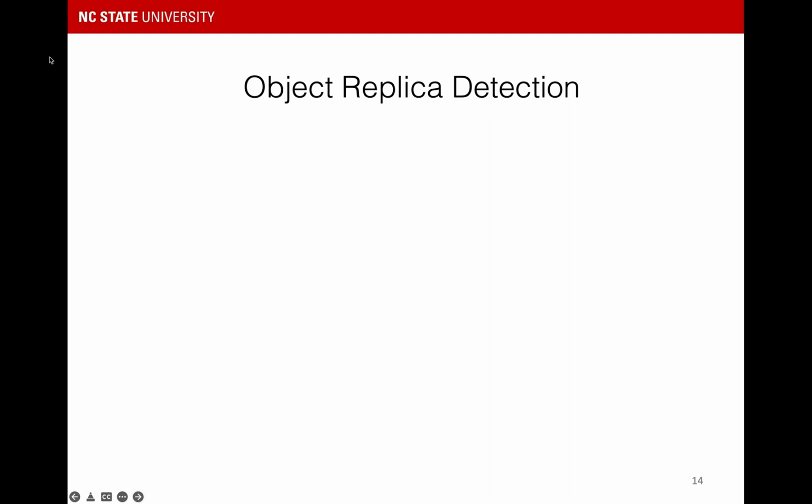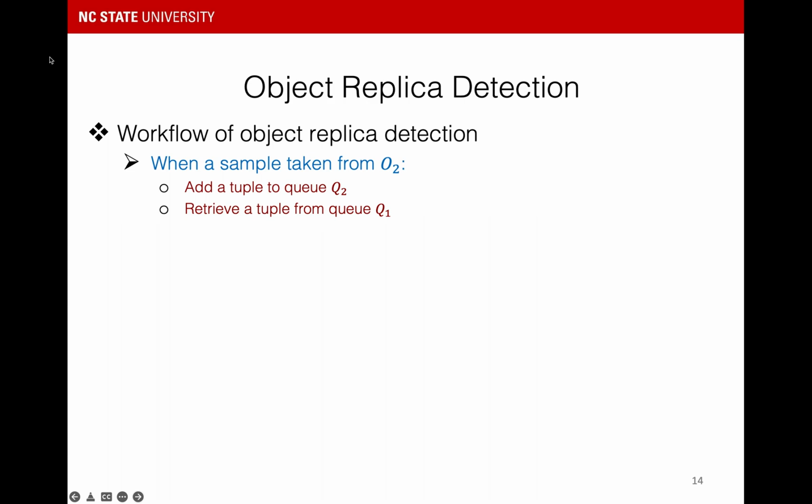Next is about the process in object O2. When a sample is taken from O2, OJXPerf not only adds a tuple, offset and V, to Q2, but also retrieves a sample from Q1.